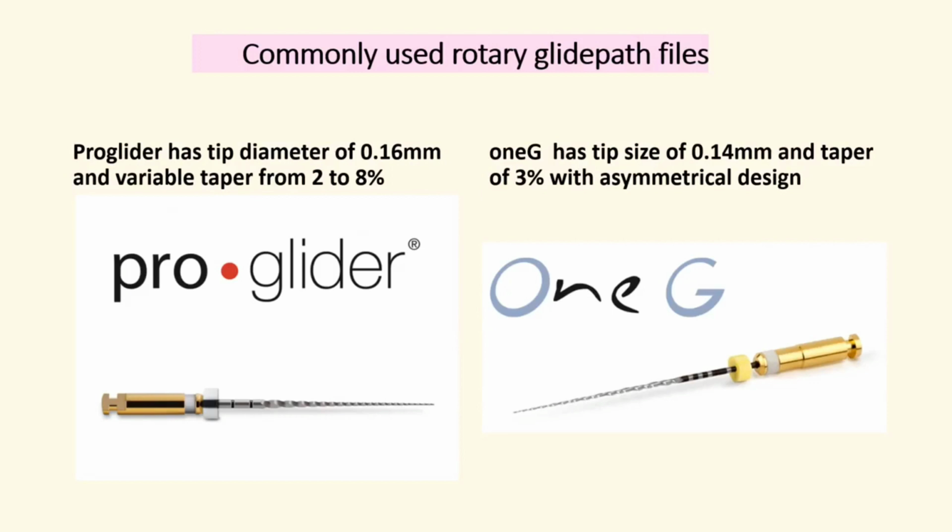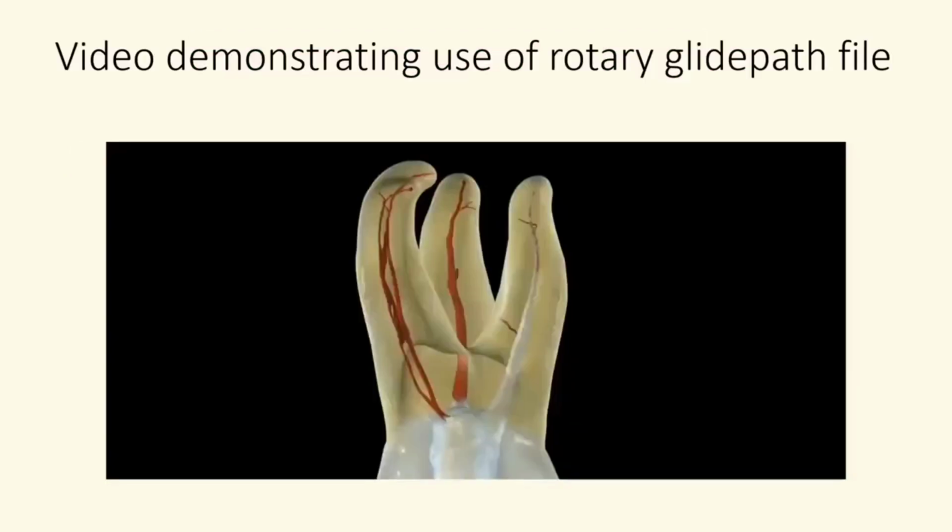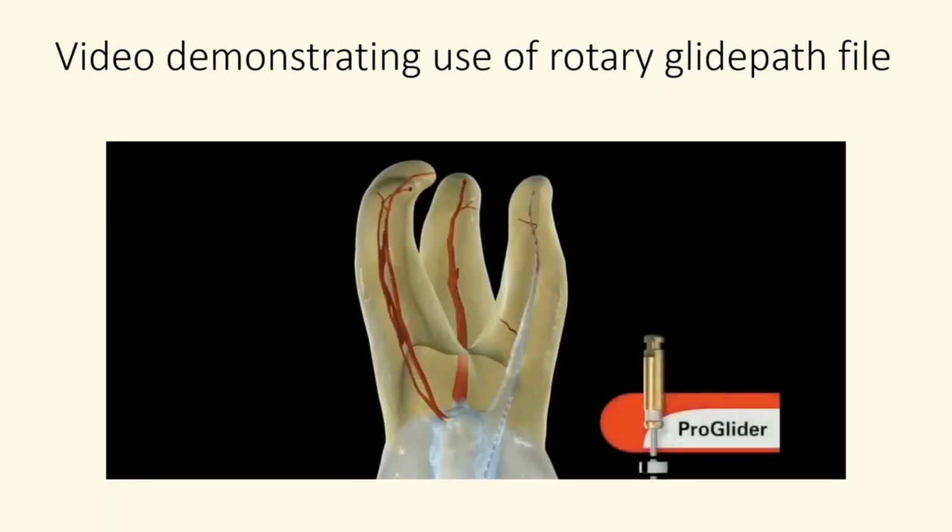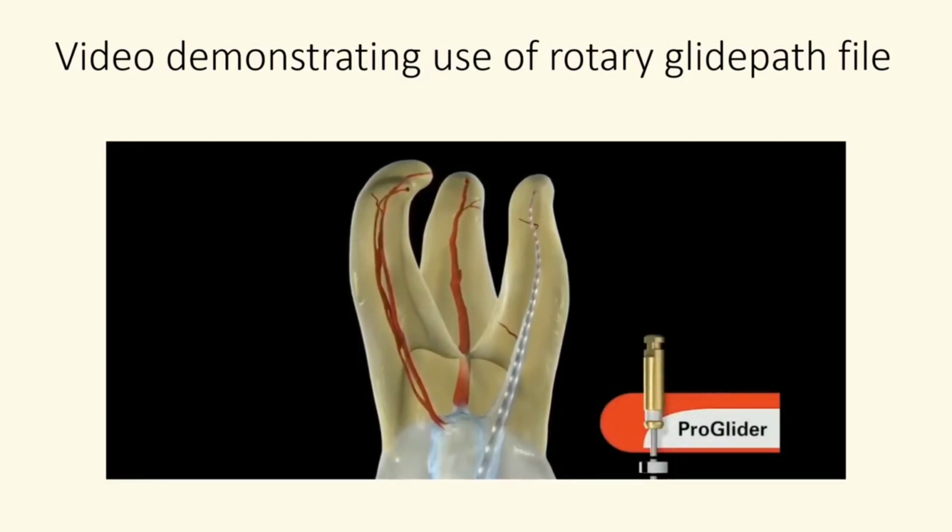These are the commonly used rotary glide path files: Glider and 1G. Glider has a tip diameter of 0.16 mm and a variable taper from 2 to 8%, while 1G has a tip diameter of 0.14 mm and a taper of 3% with a symmetrical design.